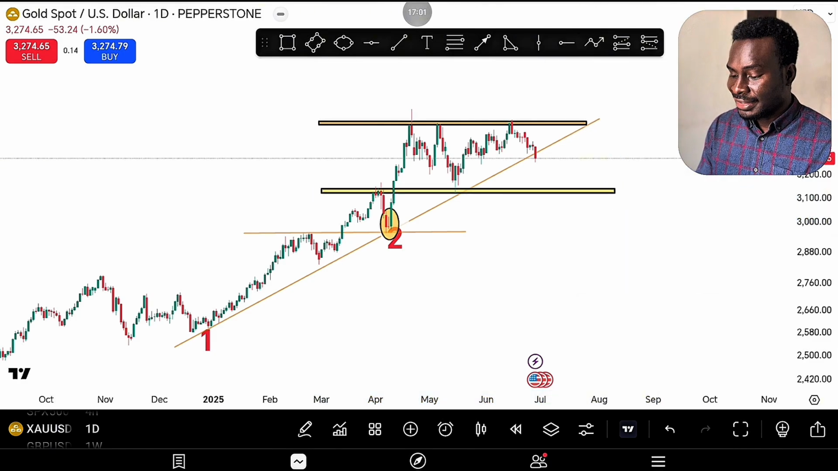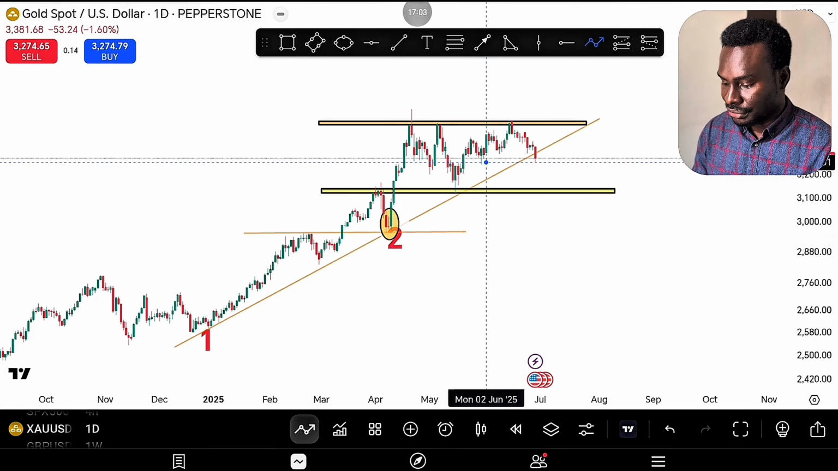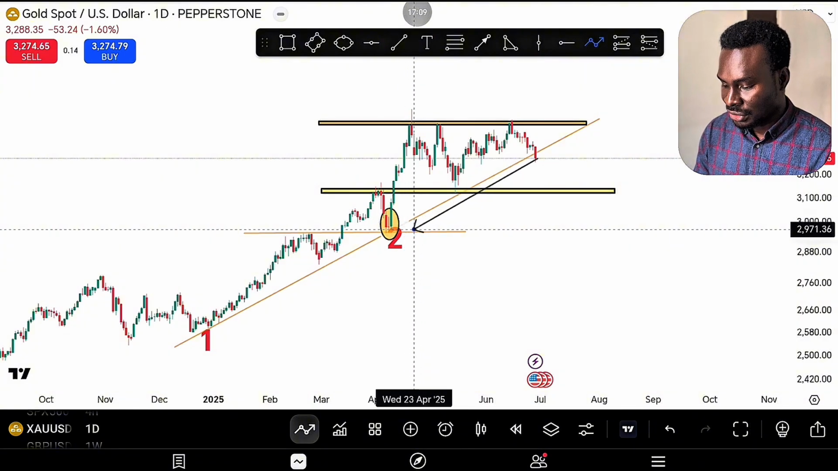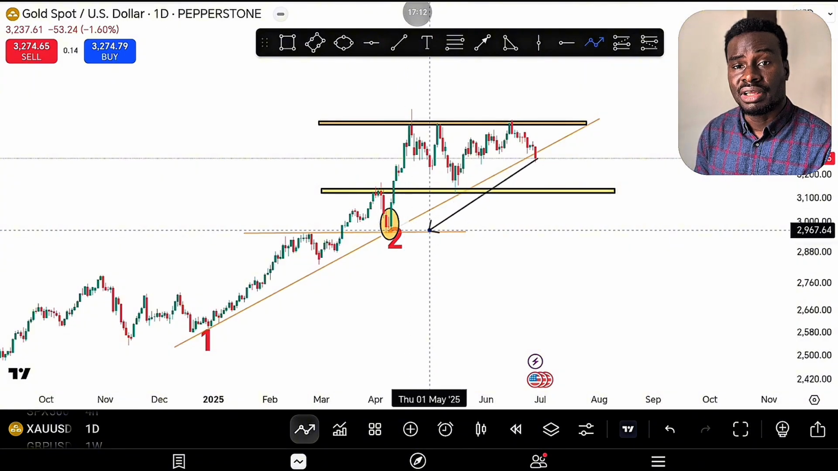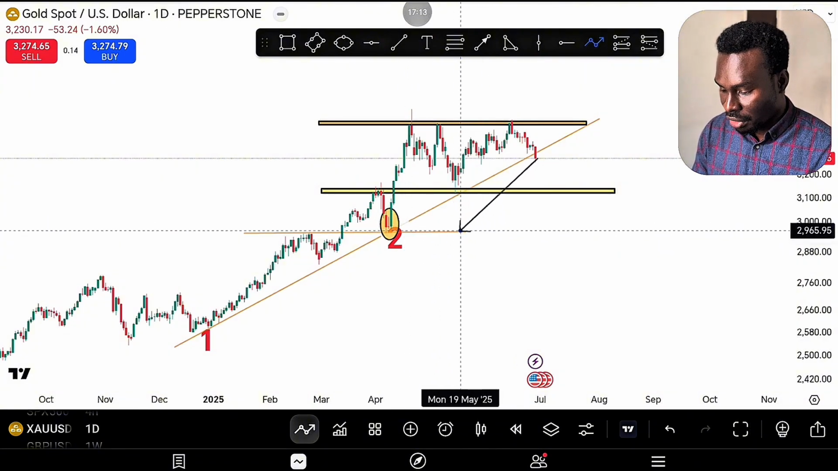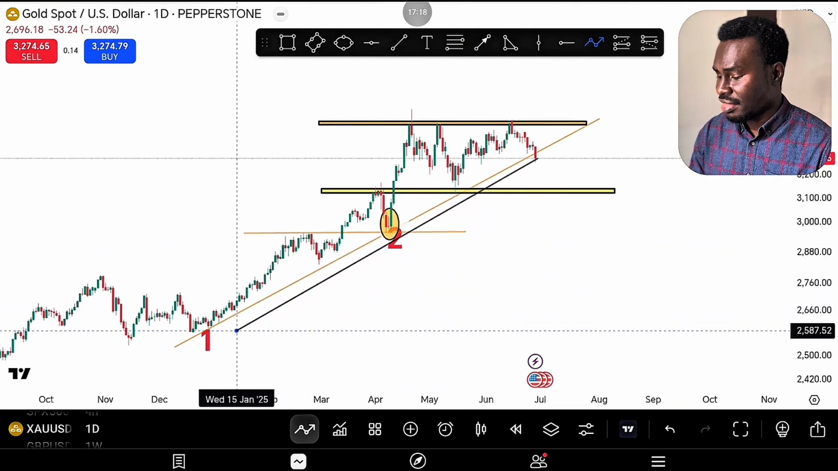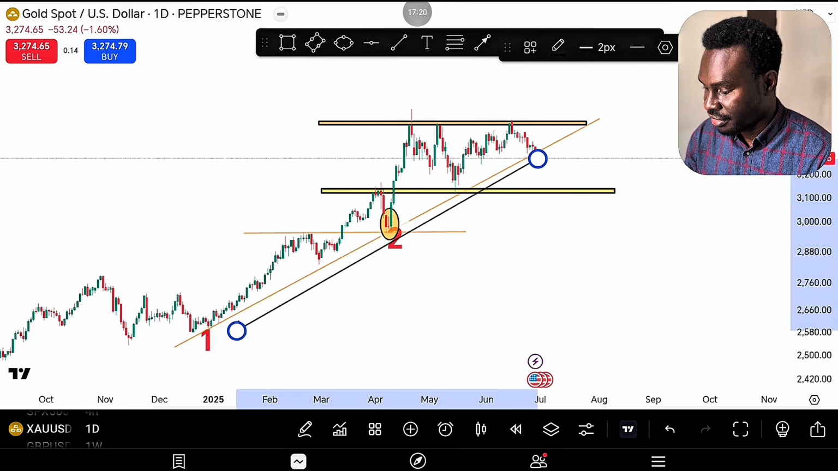Once gold has taken this level out in this fashion, gold just needs to break this. Once gold breaks this level, the next target will be here, which was the previous structural level. If gold breaks this level as well, then the next level will be here, structure one. Easy. That's how you go about trading and using trend lines to draw.